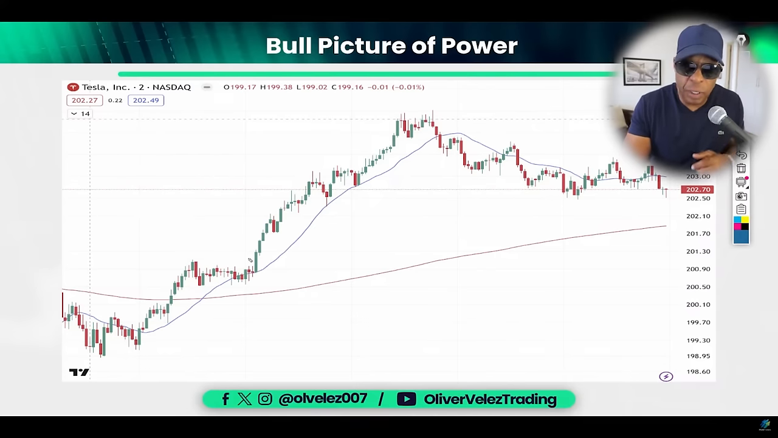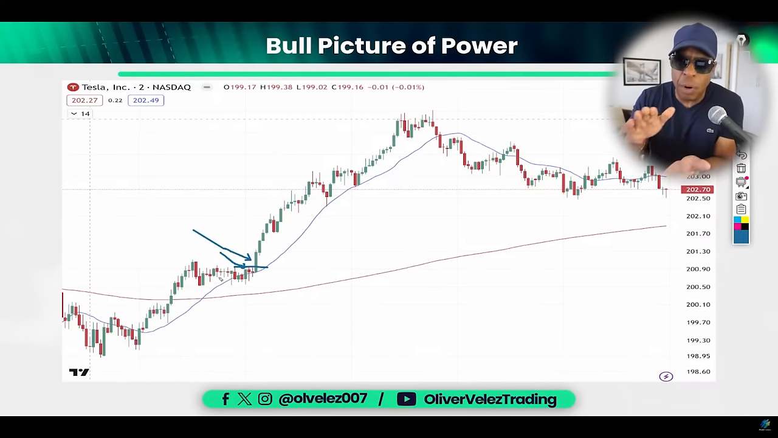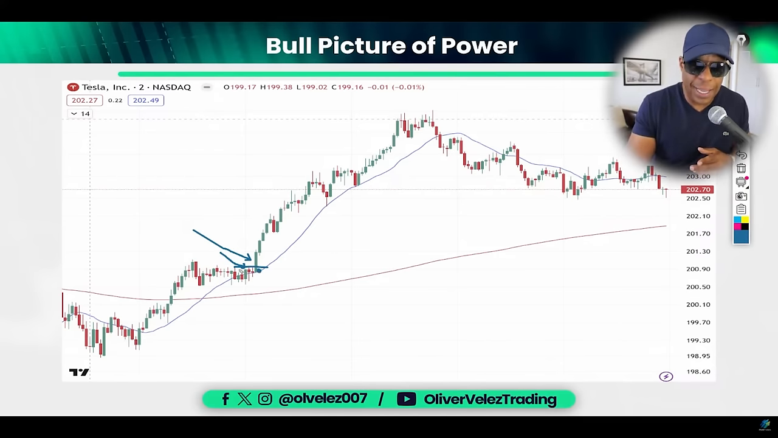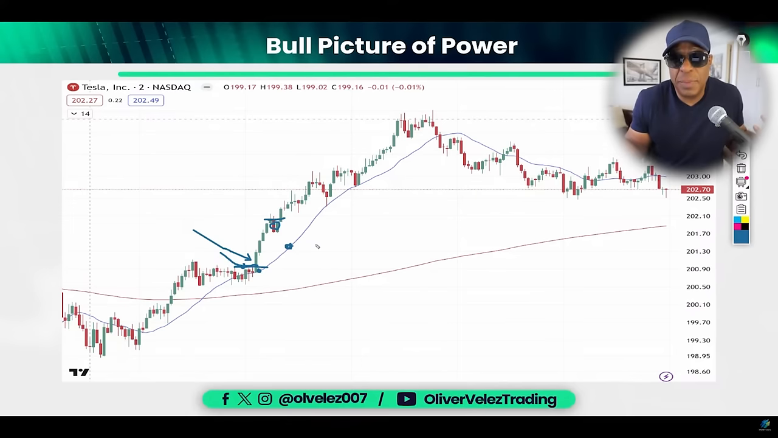So if we look at color changes, here's red, and boom, we get both. We get a power bar and a color change. That's double strength: a power bar originating off the 20 and a color change near the 20. We don't want this color change, even though it worked, because it didn't originate near my 20 period moving average. So we missed that one. That's okay. Missed money is better than lost money, right?